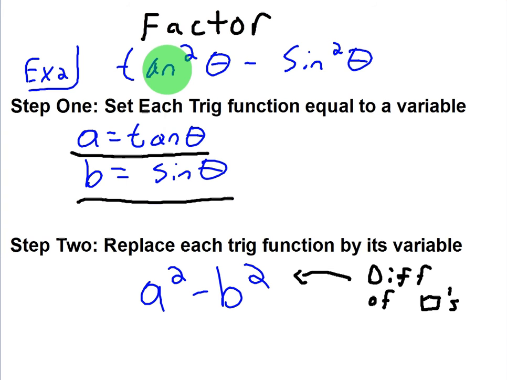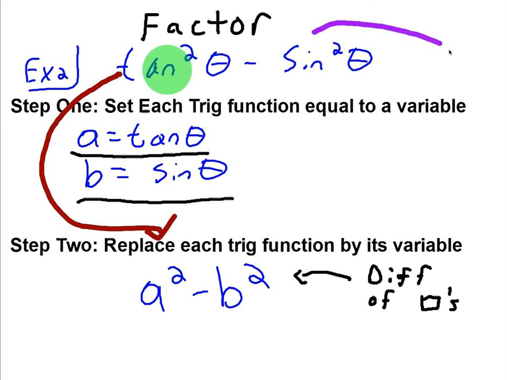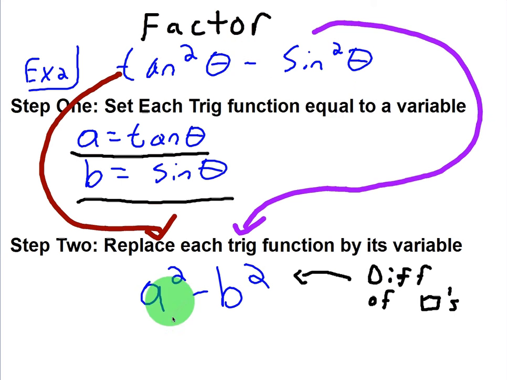So now, since tangent is equal to A, the tangent squared is going to become A squared. Okay, and since sine is equal to B, sine squared is going to be replaced with B squared. So now instead of tangent squared minus sine squared, we have A squared minus B squared. And now we can more clearly see that we can factor that using the difference of squares.